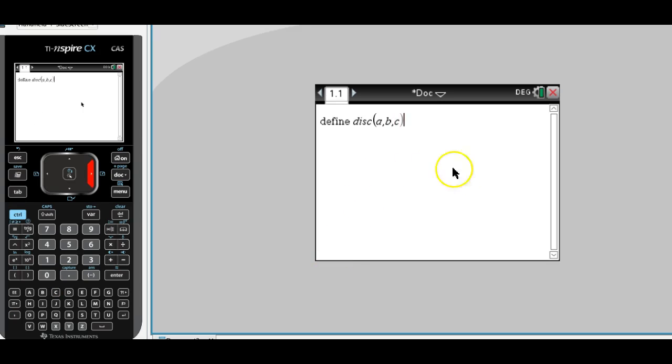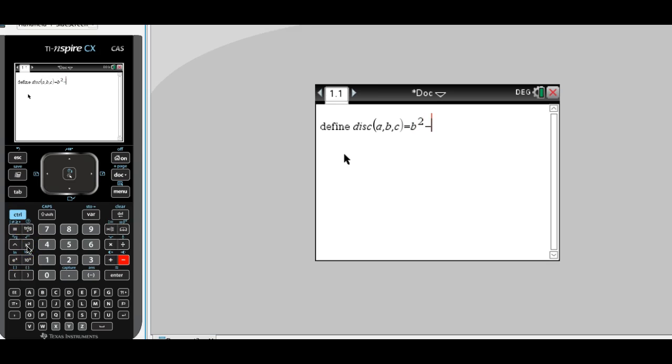So I'm just going to write DISC, and A, B, C are the variables we're using in our quadratic. Okay, so define basically tells the calculator that we're going to give it a formula called disc, and the variables are A, B, and C. So that is equal to, and this is where we put in our quadratic equation. So b squared minus 4 times A times C. And then when you press enter, it is now stored into your calculator.